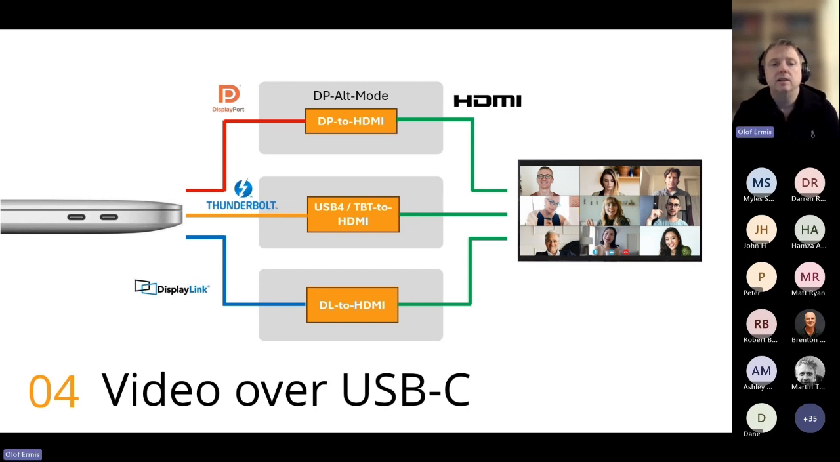Also, laptops which support Thunderbolt or USB 4 always support DisplayPort as well. Whereas a device that supports DisplayPort doesn't necessarily support Thunderbolt, and not all laptops support Thunderbolt. So there's a much higher likelihood that everything works if you stay on DP Alt Mode in a video conference room.